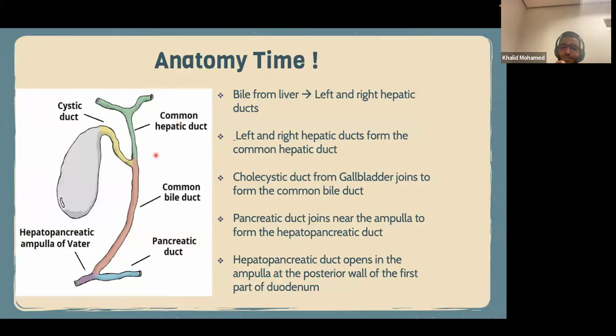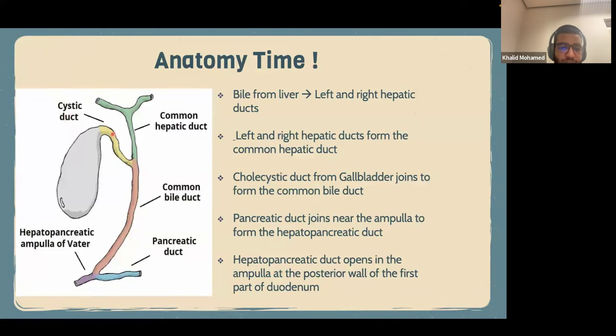So there are three things we need to focus on. Where will bile accumulate if there's an obstruction in this area? That's one thing we need to think about. And then what will happen to the bile? Will it be able to reach the duodenum or not? And then also, are there any organs it will back up into?